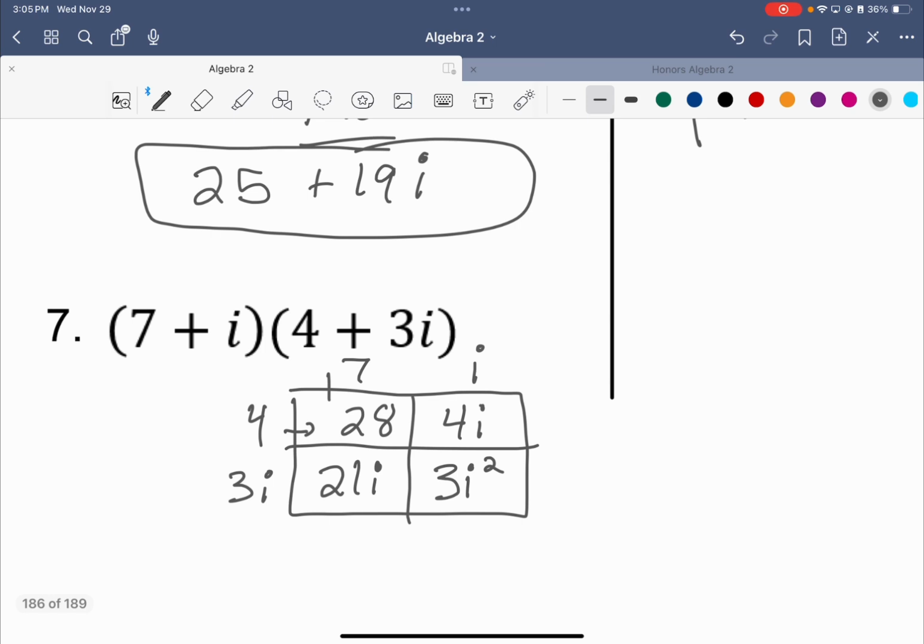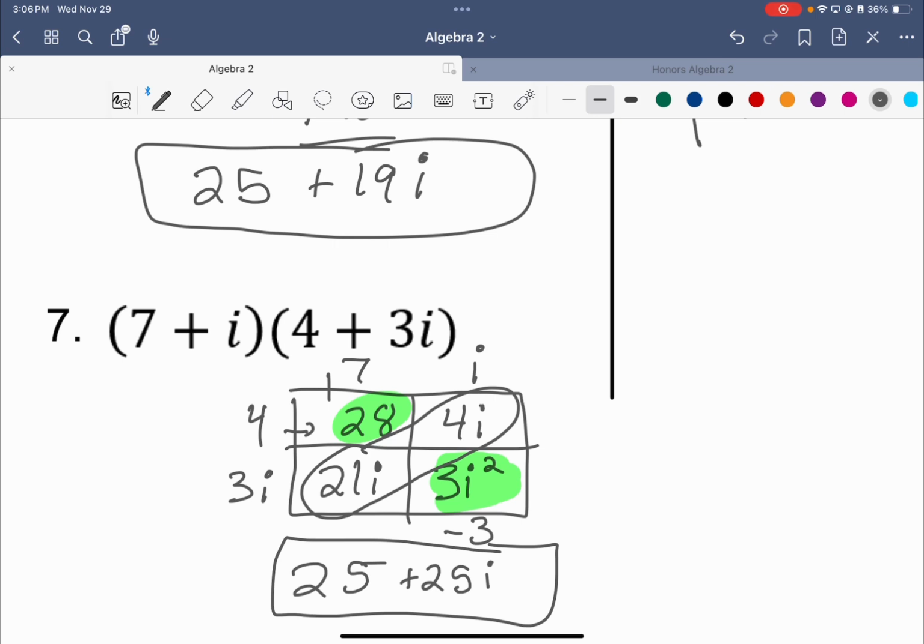Now we just have the diagonals. When we think about the diagonals, I've got 28 there. What's 3i squared? Careful, not positive 3. What's i squared equal to? Negative 1. So what's 3 times negative 1? It's negative 3. So what's 28 minus 3? 25. What's 21i plus 4i? 25i.